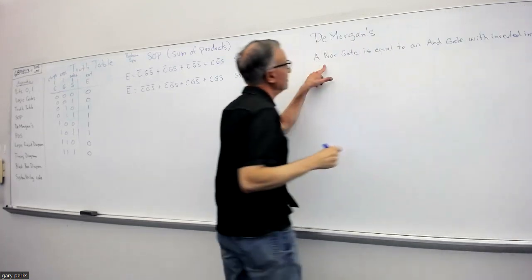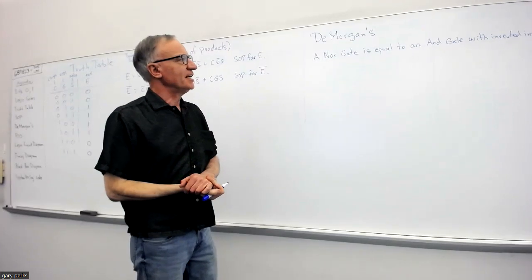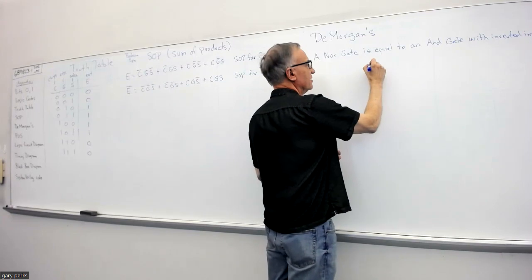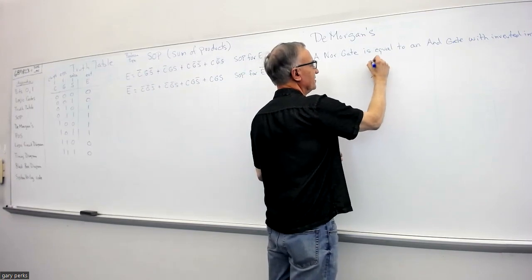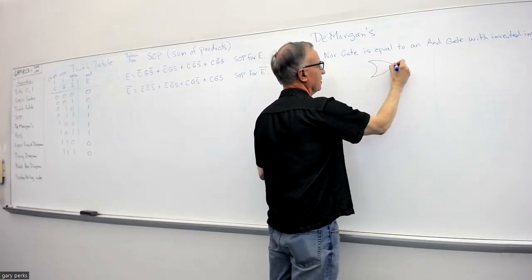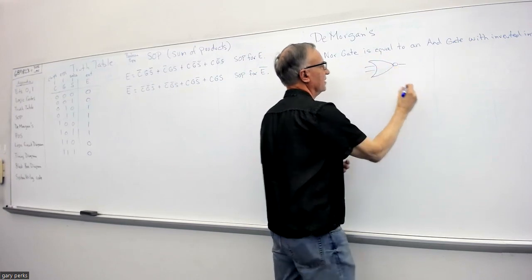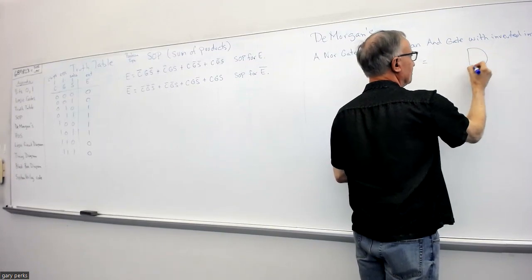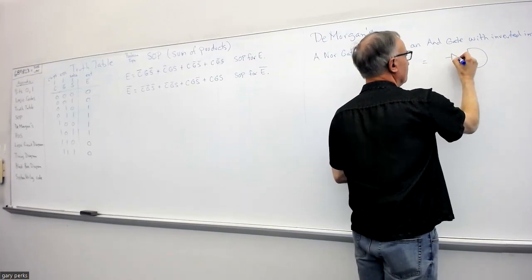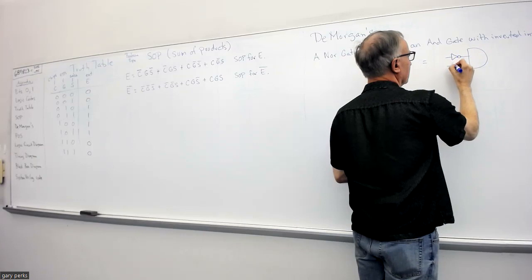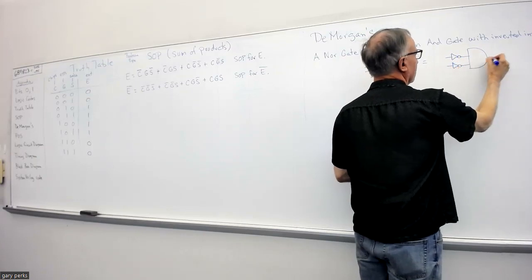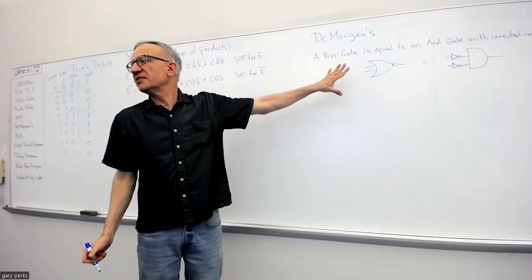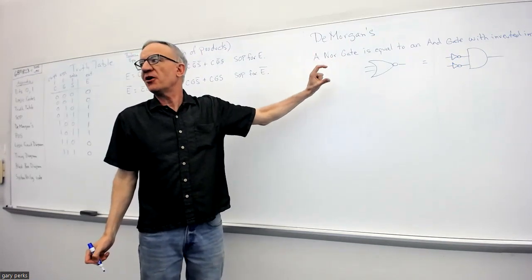Okay, so this is how you would say it in words. An OR gate is equal to an AND gate with inverted inputs. If you wanted to use symbols, well, the NOR symbol looks like this. So a NOR is equal to an AND symbol with inverters on the input. Okay, so that's half of what De Morgan says. That's half of it, because there's two parts to it.